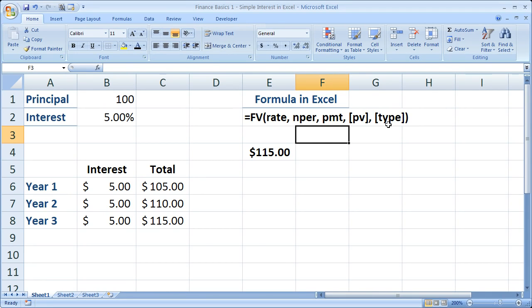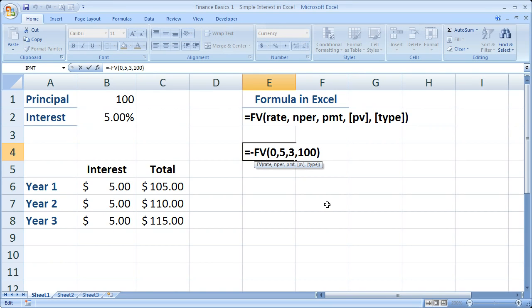Now to calculate the simple interest, we're not going to need to use all of this. So let's go ahead and look right here. This is what the basic formula is going to look like. So let's go ahead and do that right now. Equals FV, open parentheses. Now the first thing that we need is the rate. But since this is simple interest, there is no rate. It doesn't increase at all. Simply type 0 for the rate. Remember, it's simple interest. That's why the rate is 0, comma, the number of periods.